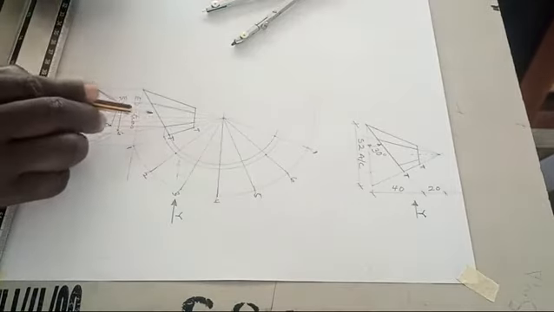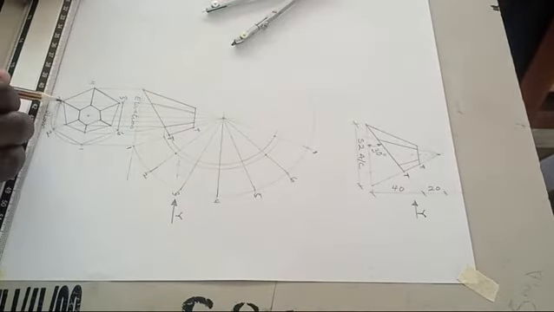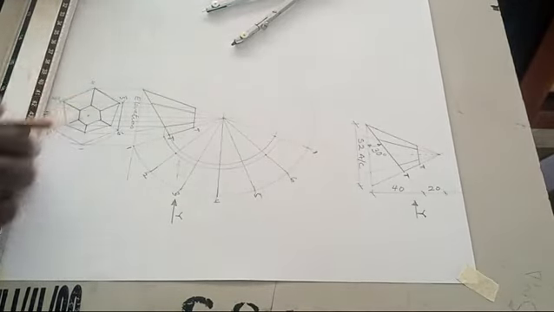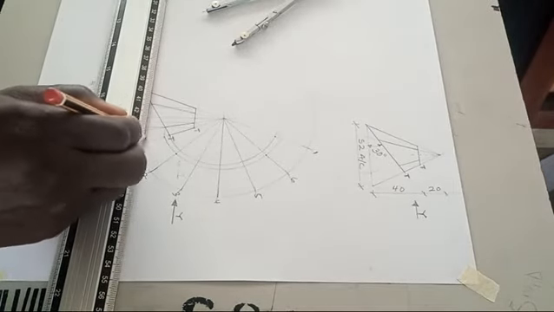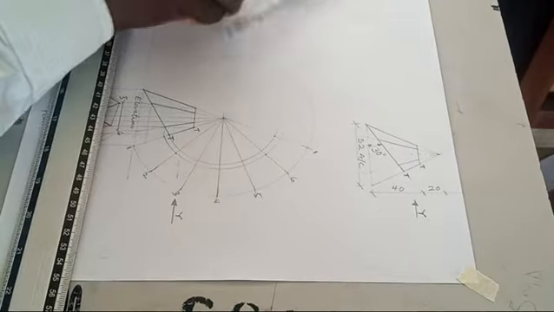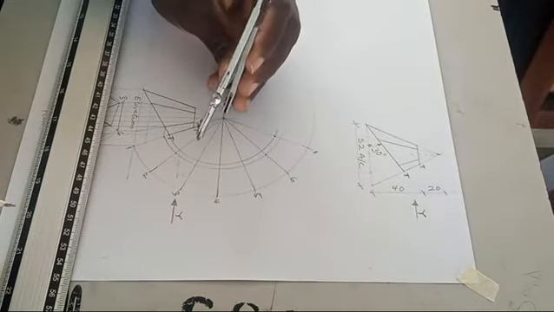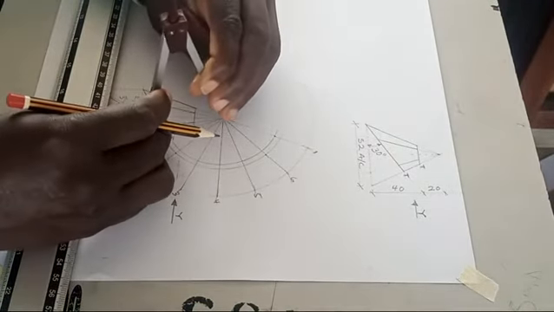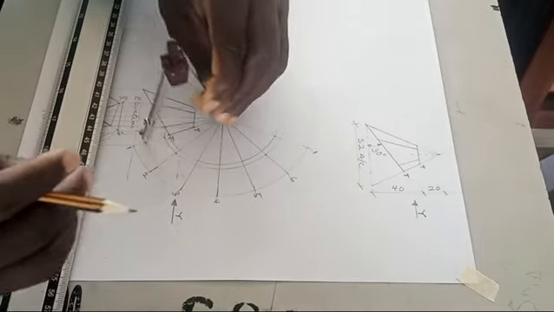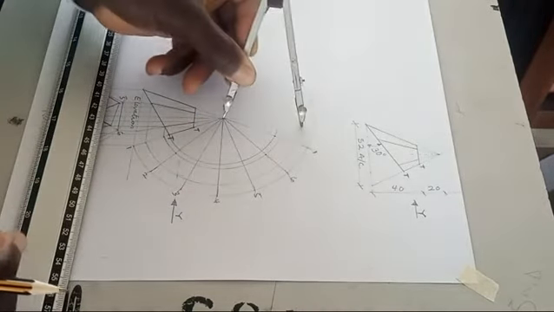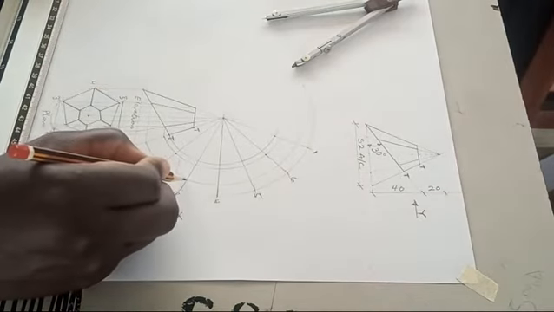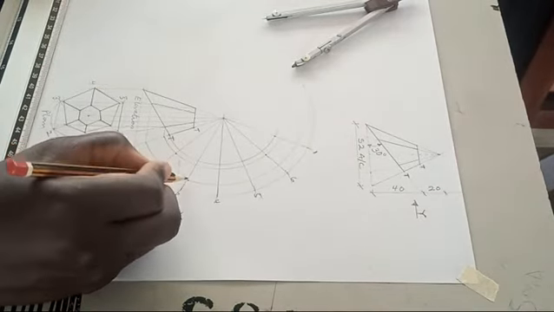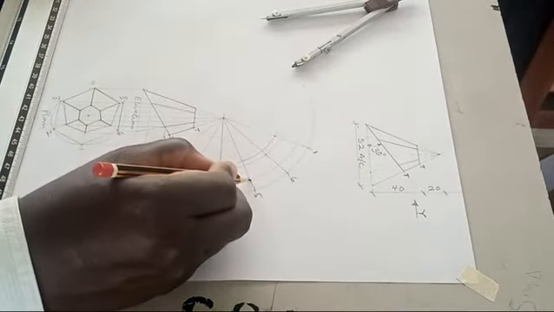Now the next one is for 3 and 5. So you rule a horizontal line here first. Start with the horizontal line like this. Put it at the apex, take it to that line, and draw the arc. That is for 3 and 5. 3 is here and 5 is here.